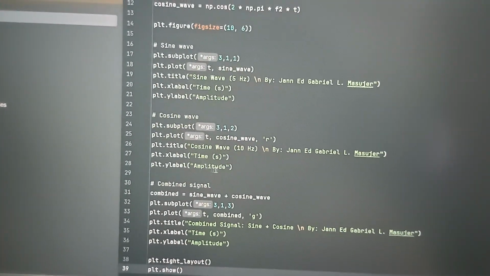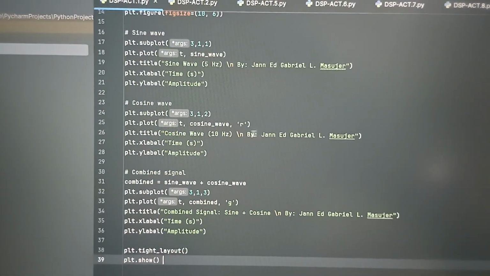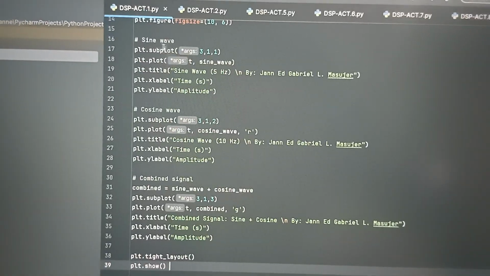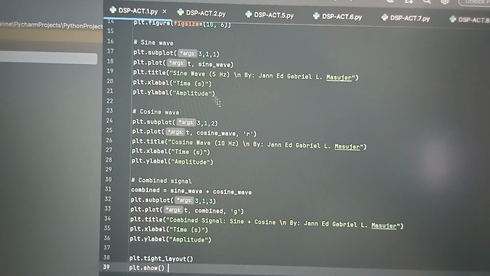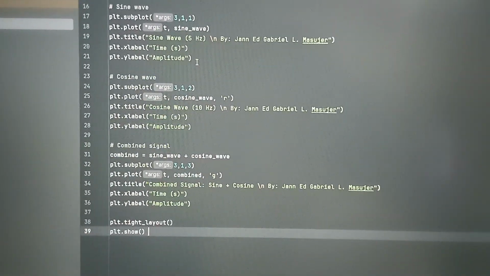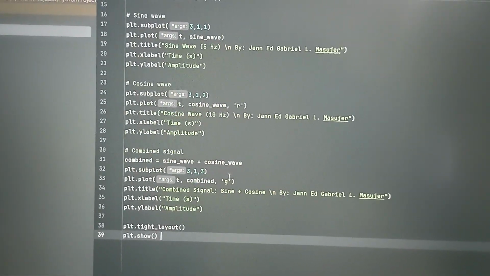It is the same with the cosine wave. What about the combined signal? Also, to add in, this r here means red. The g means green. This sine wave would be color blue. I think it's the default color for the first wave line.